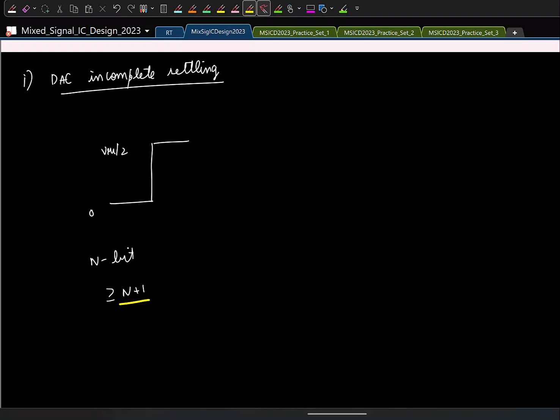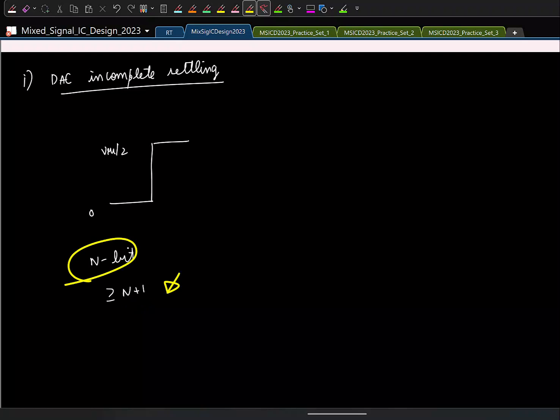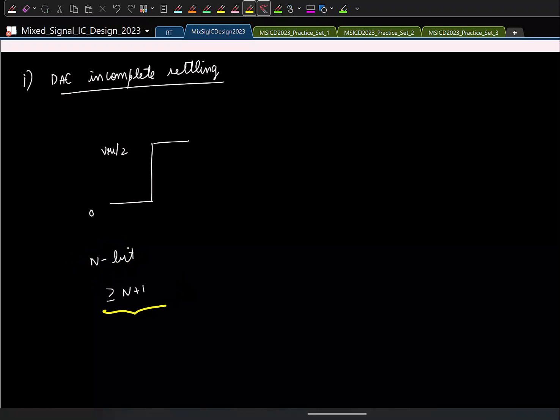So even though you do n+1 comparison or n+2 comparison, the overall time can be the same as the time in a usual n-bit SAR, and sometimes you can make it even shorter than the usual. So that's the deal there.